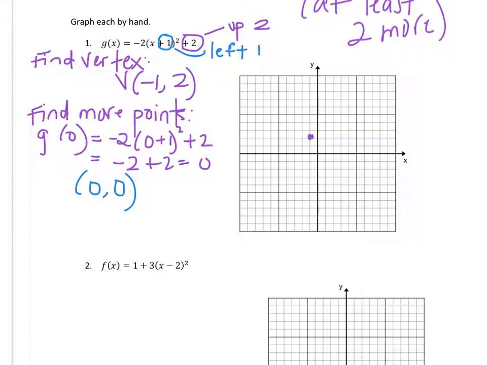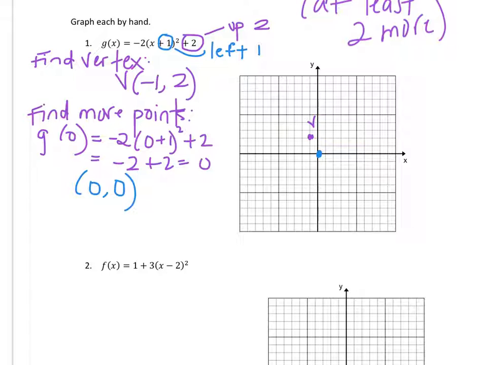So that happened to be the y-intercept and the x-intercept, just by chance, because it goes through the origin. We're going to work on finding x-intercepts later on next week. Right now, I'm not going to try to find the x-intercepts. I found that one by chance. To find the x-intercepts, we have to really know more about solving a quadratic versus this one where I just plugged in. Okay, so I need one more point.